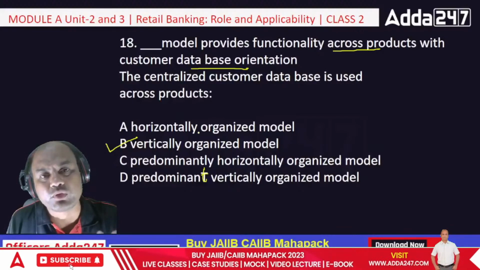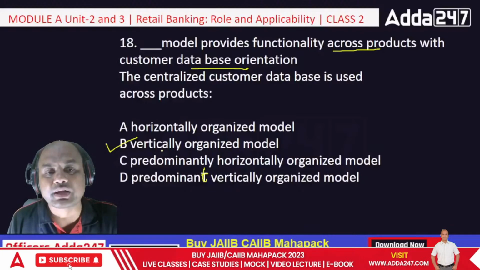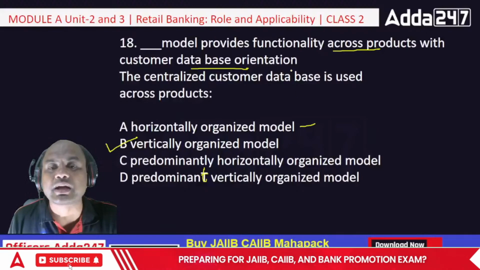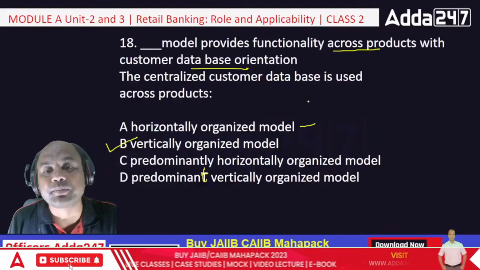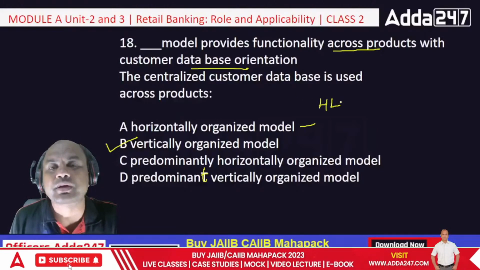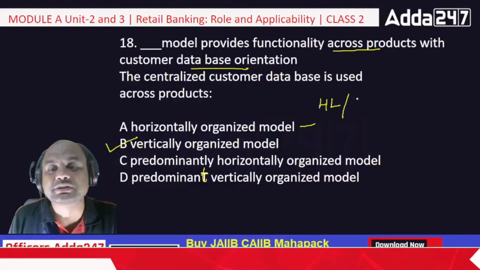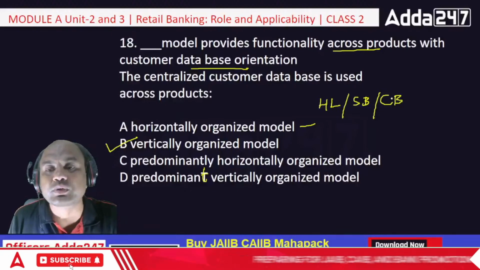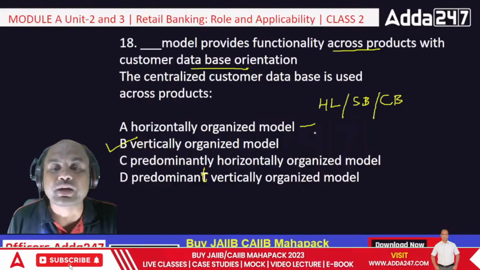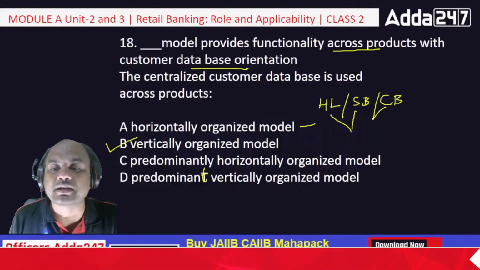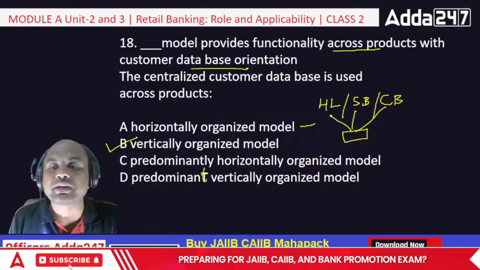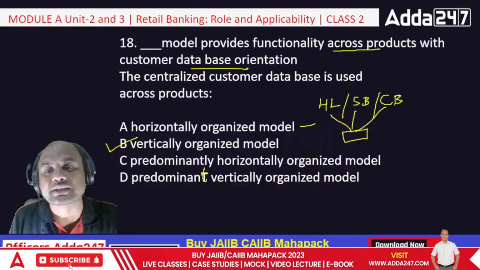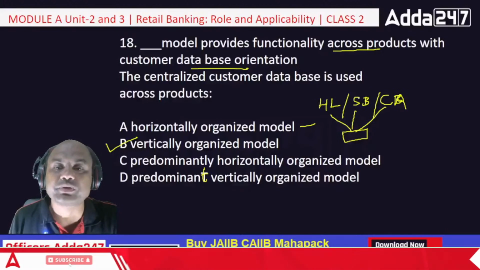Always remember, there are 4 models: horizontally organized, vertically organized, PH and PV. In horizontally organized, the customer database is not shared with each department. Home loan will have separate customers, savings will have separate customers, current will have separate customers. They don't speak to each other. Whereas in vertically organized, all are at a centralized level, so even home loan can access the customer database of savings, and current can access the customer database of home loans and everything.